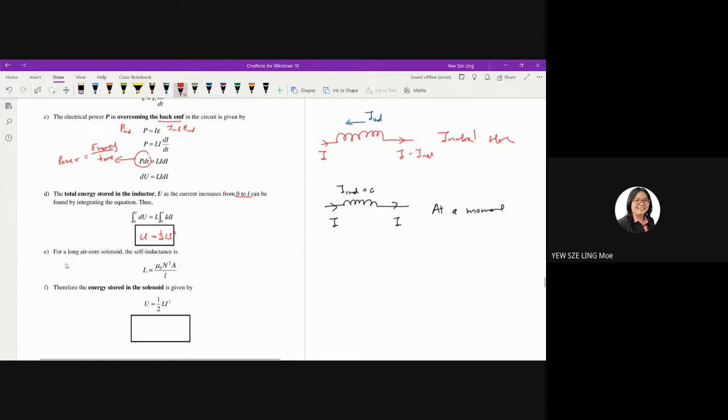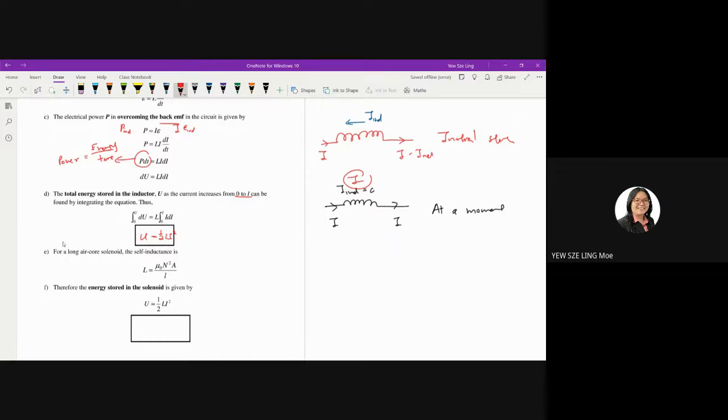So for a long air core solenoid, the self-inductance, actually the I is coming from the normal I. You have to just consider the back EMF, because as it becomes steady, the I flowing through the inductor is equal to I. So when it is at a steady state, after a while, we use I instead of I induced. So I times EMF induced. Take note here. This is your I, and this is the power to overcome the induced EMF. So P induced equals the steady I times the induced EMF.